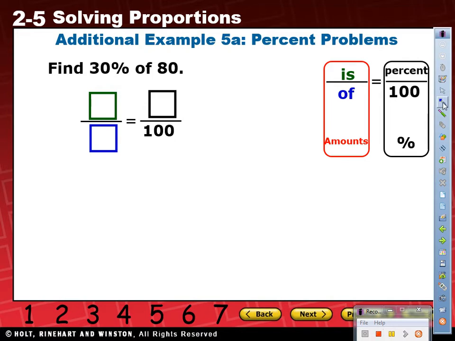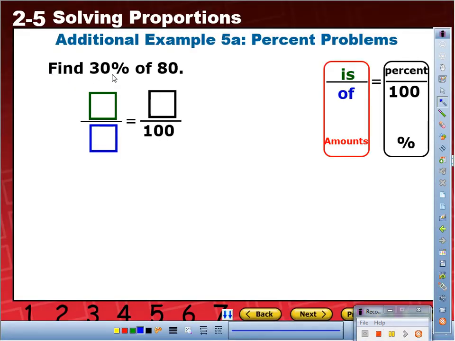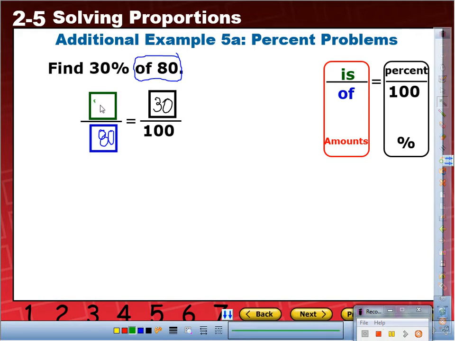Check this out. I read the problem. It says, find 30% of 80. Where does the percent go? On the top of the 100. Is that correct? So I write 30. Where does the of go? At the bottom. So what is the only thing that they don't give us? This right here, right? So this I'm going to label X. So what do I do from there? Cross multiply and solve. Copy this one, please.